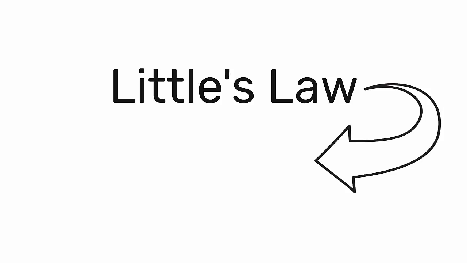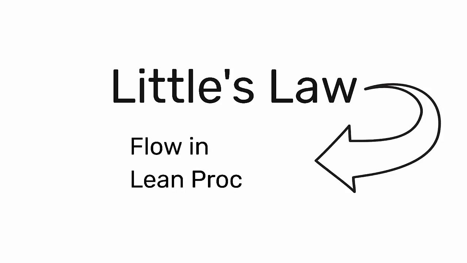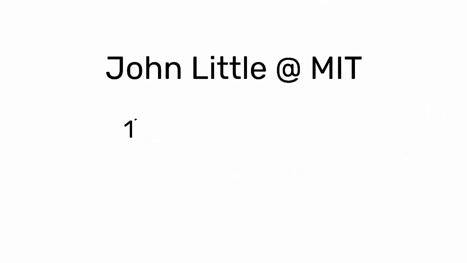Today we are going to talk about Little's Law. It is one of the simplest but most powerful formulas for understanding flow in lean processes and operations. John Little, a professor at MIT, formulated it to show how three key variables are always linked.